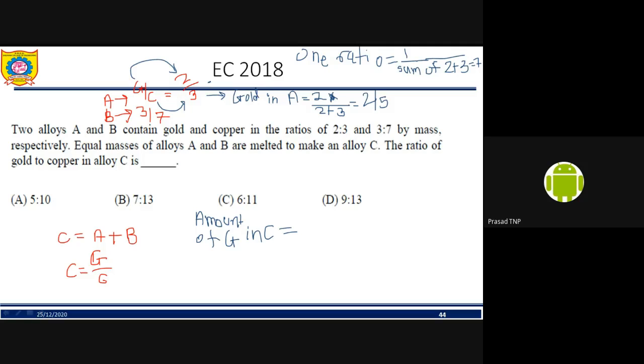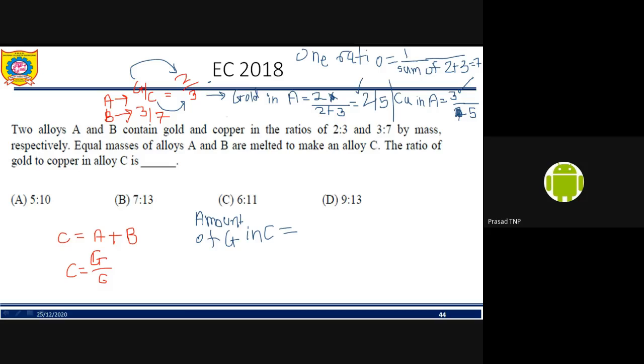Now similarly, copper in A is equal to, for copper the ratio term is 3, so 3 divided by the total ratio, which is 2 plus 3, 5. So 3/5. So 2/5 is the amount of gold in alloy A, and the copper is 3/5.